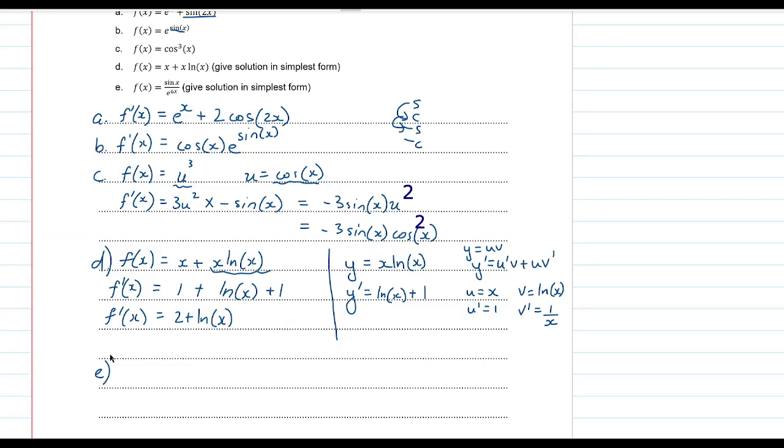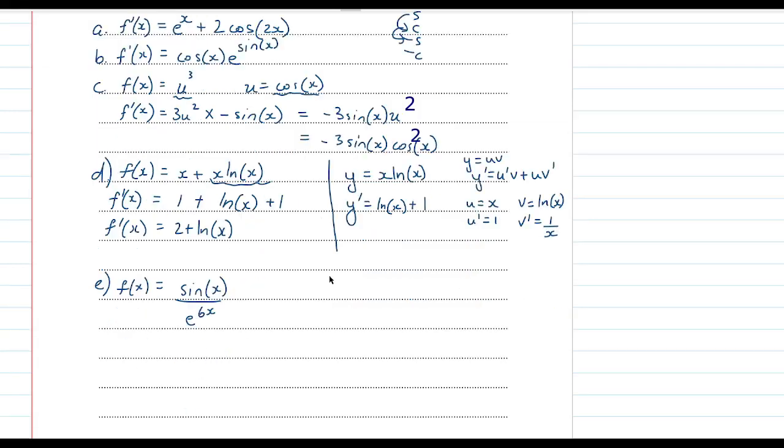And the last one, we've got f of x equals sine x over e to the 6x. Now we can use the quotient rule to differentiate this question. And remember, the quotient rule is if y is u over v, then y dash is going to be u dash v, so we differentiate the numerator first, minus u v dash over v squared.